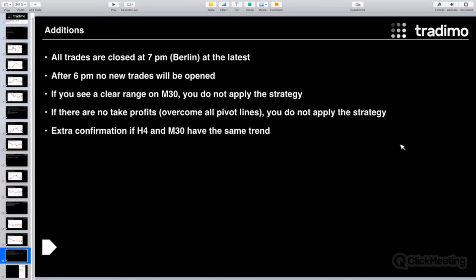And last but not least, and then of course I will answer your question, an extra confirmation is very, very helpful. An extra confirmation could be that the trend in H4 is the same as in M30. So remember, we determine the market direction in step 1 with the fractals, and if the trend is up in an M30 chart and it is also up in an H4 chart, then you have a pretty cool setup for applying this strategy.